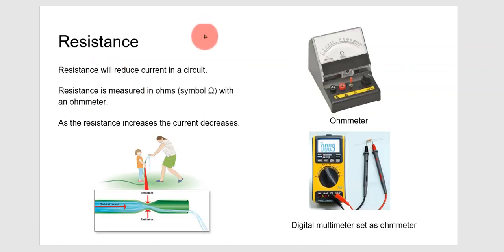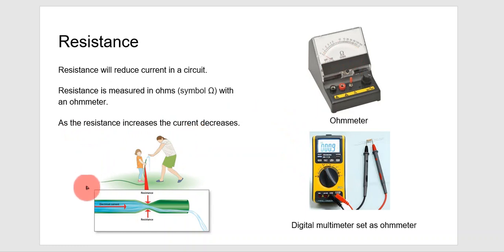And the last property then is resistance. As I say, certain materials don't let the electrons move through as easily as other materials, so they're either high or low in resistance. Resistance will reduce current in a circuit. Basically, it reduces the amount of flow of electricity in a circuit. Resistance is measured in ohms. So this is the symbol, the omega symbol, it's a Greek symbol, and it's measured with an ohm meter. This is what an ohm meter looks like, and you can also use a multimeter and set it to measure ohms. As the resistance increases, the current decreases.